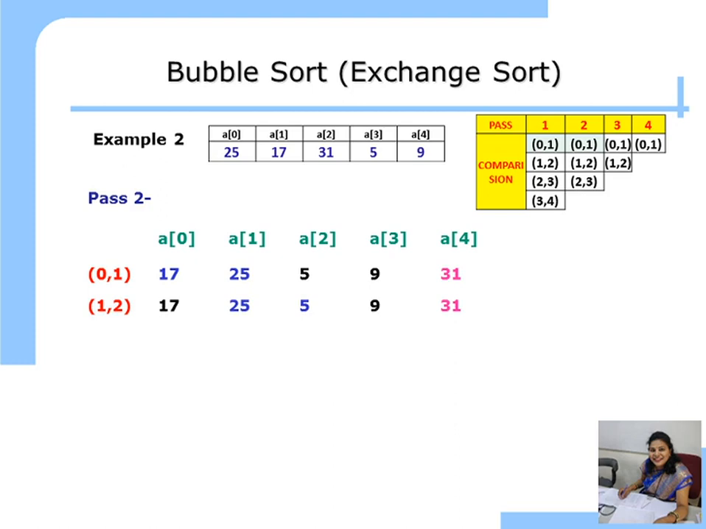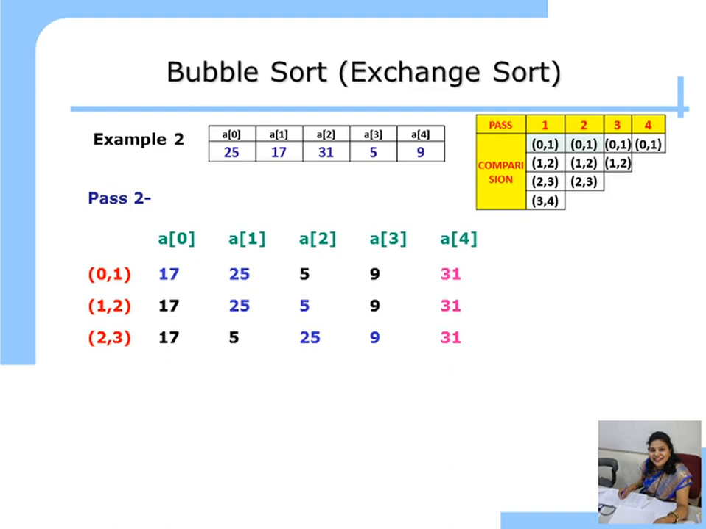Now we are going to do the next comparison, which is between 1 and 2, the first and second locations. What is present at the first location? 25. What is present at the second location? It is 5. Is the first location element greater than the second location element? Is 25 greater than 5? Yes. So we are going to perform the swapping. After swapping, you will get 17, 5, 25, 9 and 31.